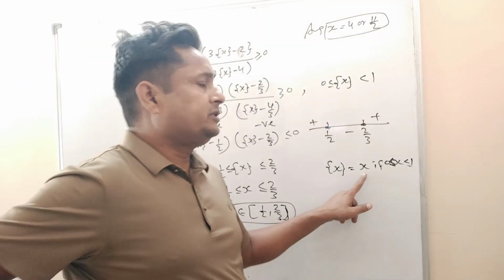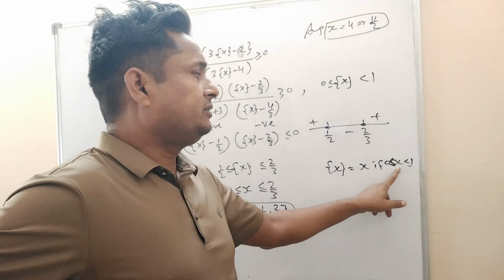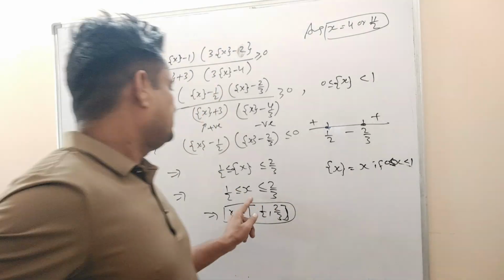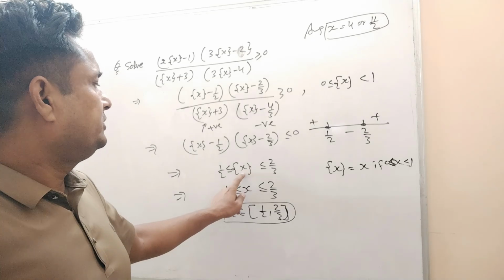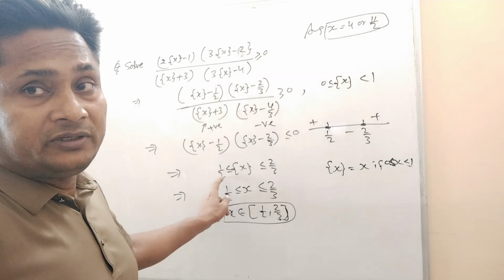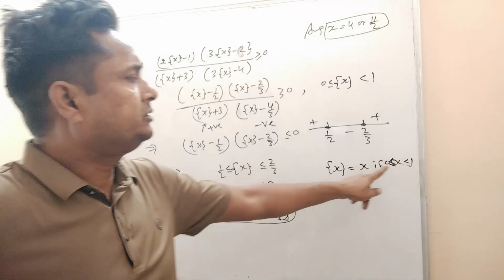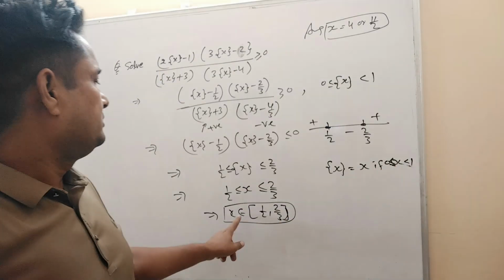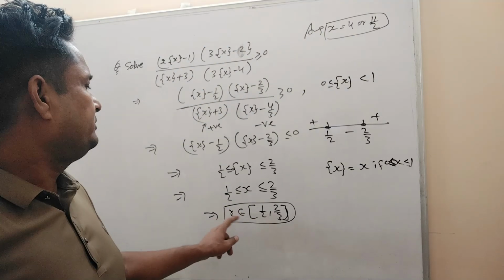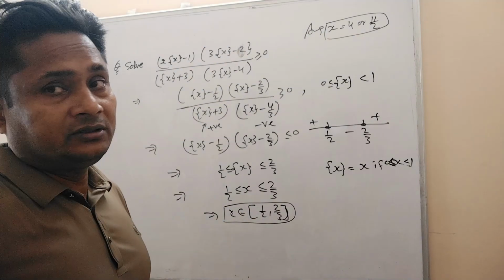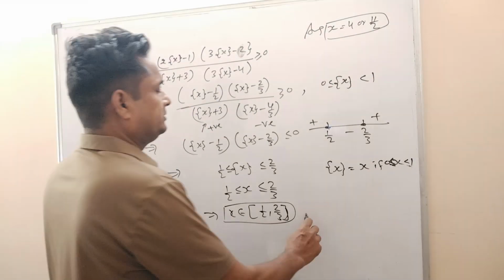The fractional part {x} can be written as x if x lies between 0 and 1. So this {x} is in between 1/2 and 2/3, including this interval. So this can be written as x. So x will be [1/2, 2/3]. So this is our final answer.